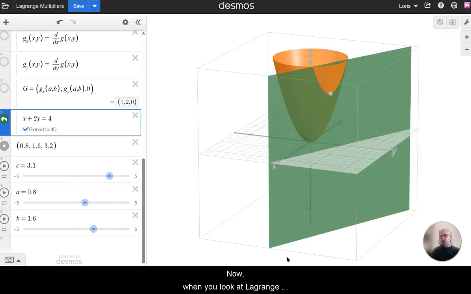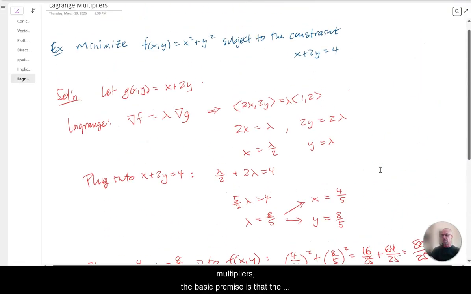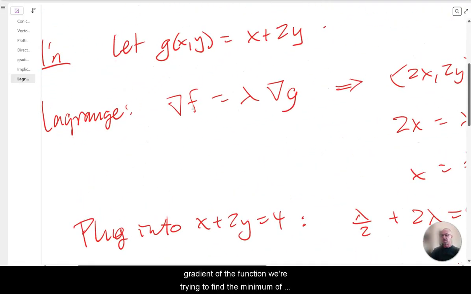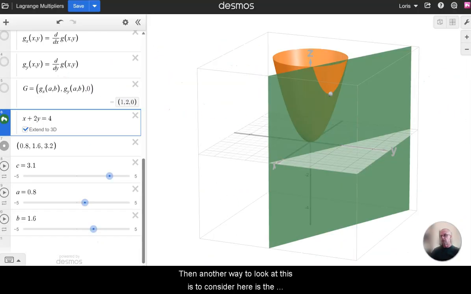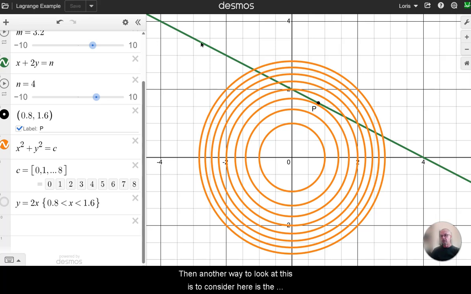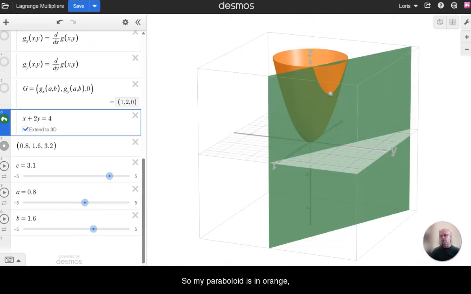Now, when you look at Lagrange multipliers, the basic premise is that the gradient of the function we're trying to find the minimum of is equal to some constant lambda times the gradient of g. Another way to look at this is to consider, here is the green g(x, y), and then all of the possible contour lines of the paraboloid are here in orange. So my paraboloid is in orange, my constraint is in green here.